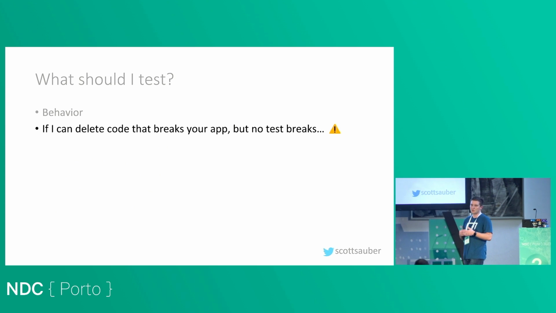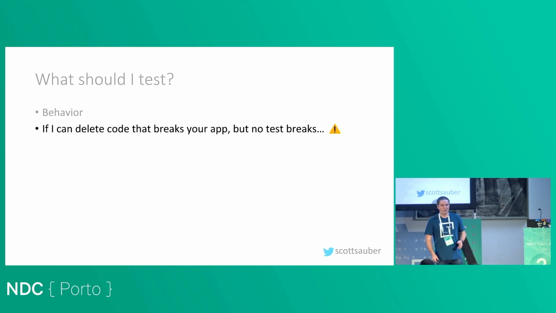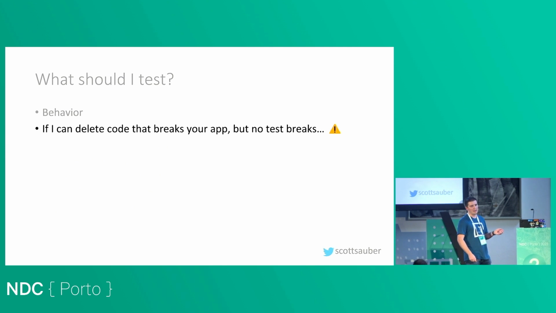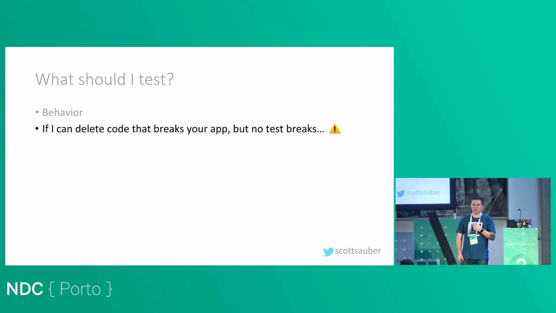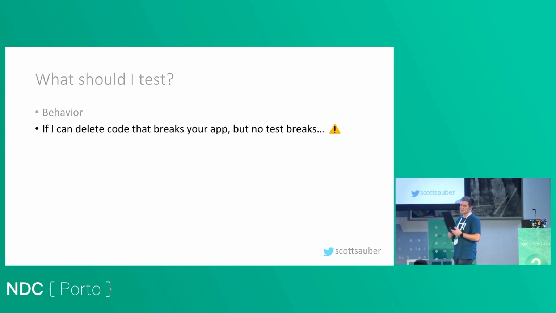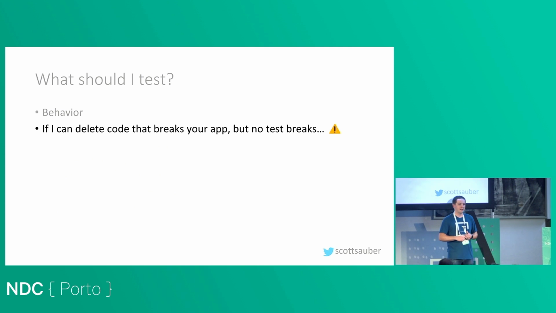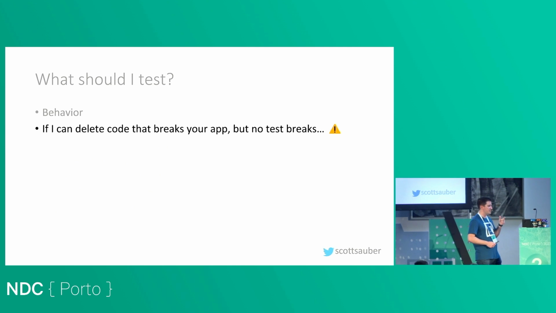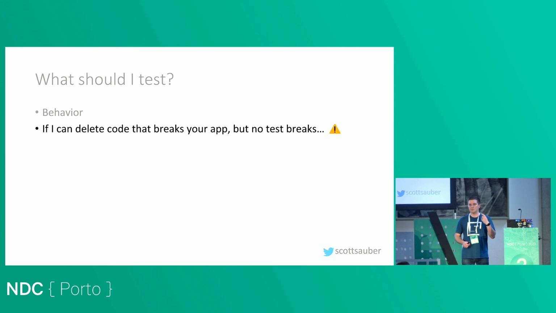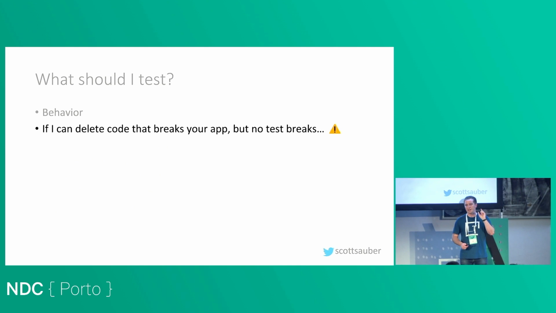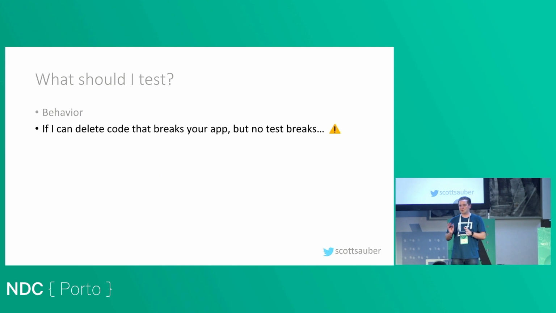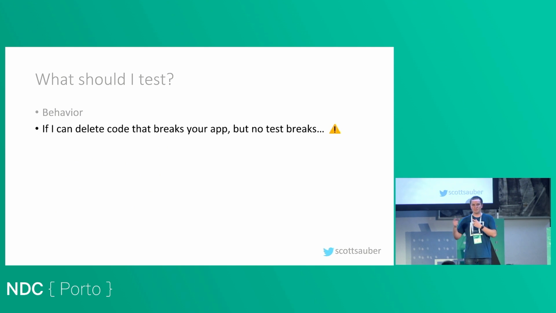So I might not write a test around, hey, am I using the logger correctly? But if I can delete code that breaks my place order functionality, and no test breaks, then there's probably a test that I'm missing, and I probably want to add a test there. So I would say this is probably one of the key takeaways of this talk: your litmus test should be, if you can delete production code from your app that breaks your app, but no test breaks, then you're probably missing a test, unless for some reason the cost of creating and maintaining that test exceeds the value of the app breaking.